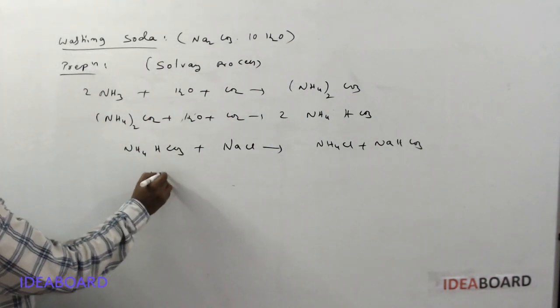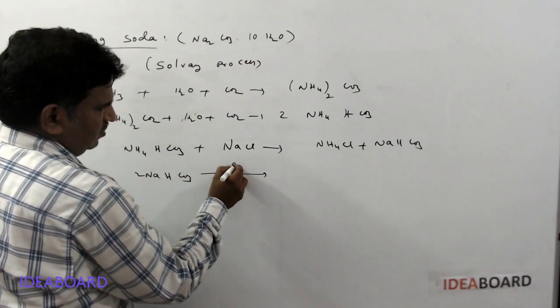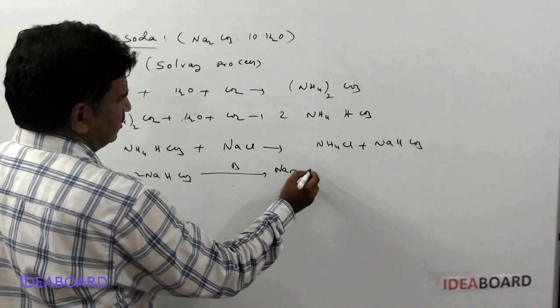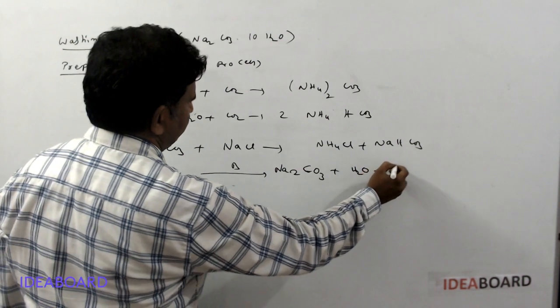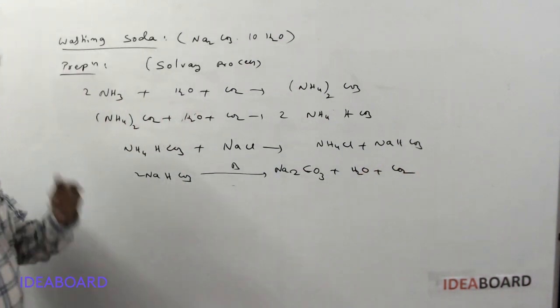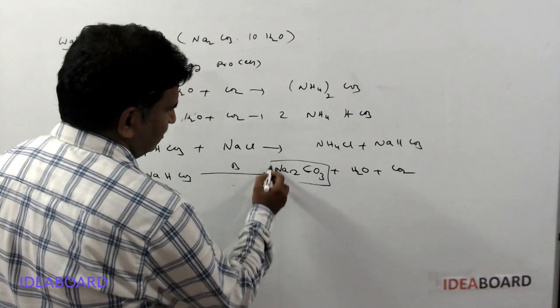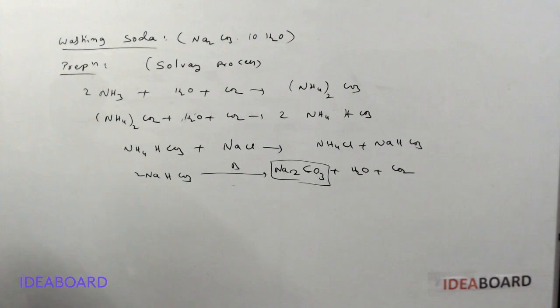This sodium bicarbonate on heating to high temperature converts into Na2CO3 plus H2O plus CO2. Sodium bicarbonate is converted finally to sodium carbonate. That is the preparation of sodium carbonate by the Solvay process.